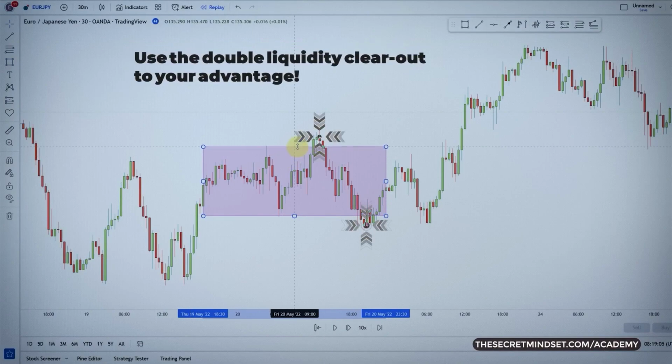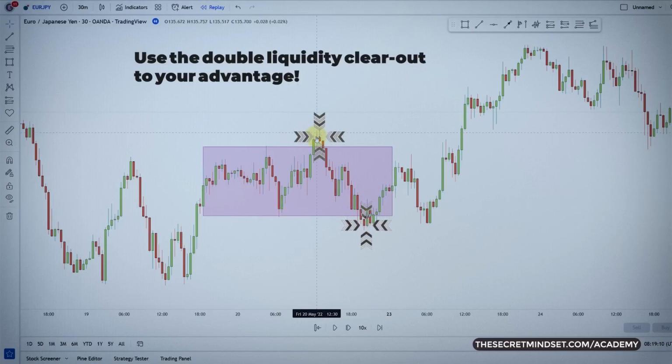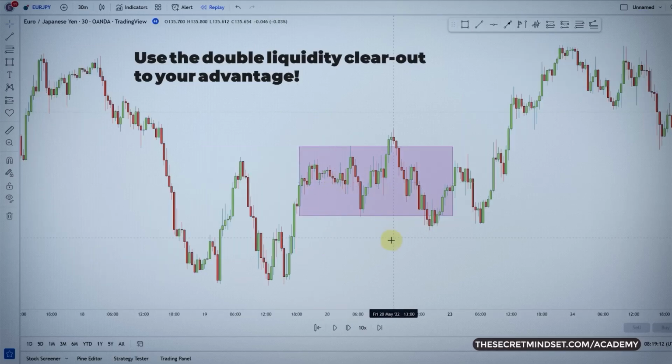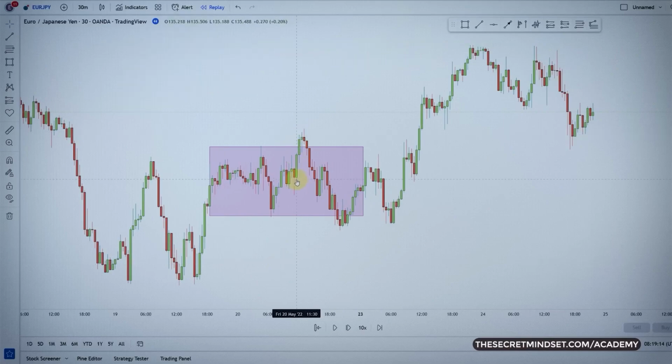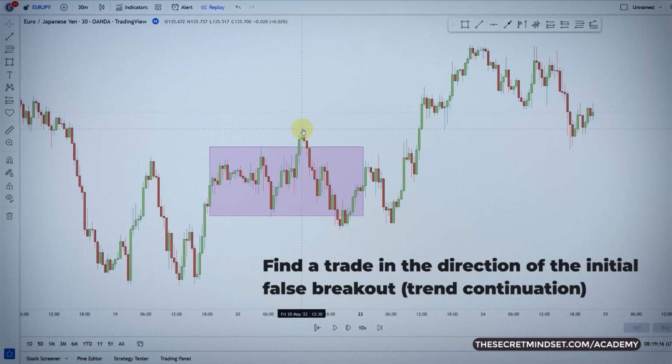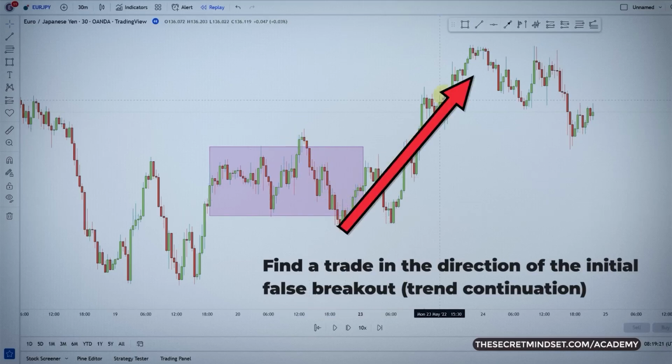As a price action trader, you want to learn how to use this double liquidity clear-out to your advantage, rather than falling victim to it. From my backtests, after I spot this double liquidity clear-out setup, I try to find a trade in the direction of the initial false breakout. It's basically a trend continuation setup.